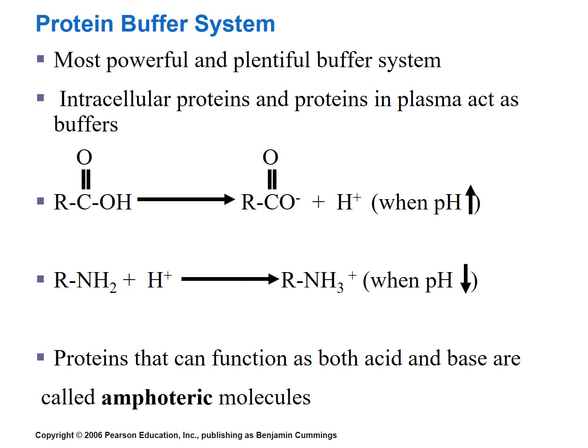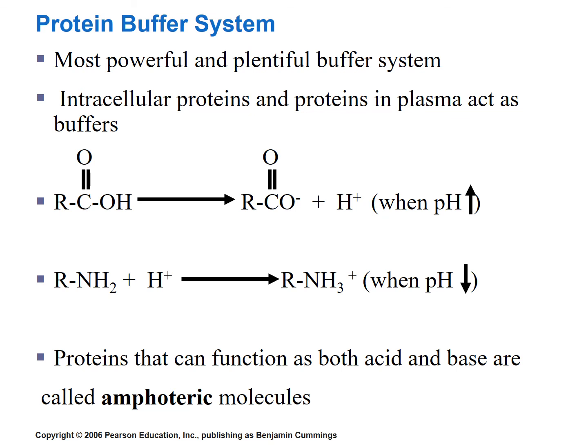The phosphate buffer system is more powerful than the bicarbonate buffer system, and the protein buffer system is more powerful than the phosphate buffer system. So the protein buffer system is the most powerful of all three buffer systems.